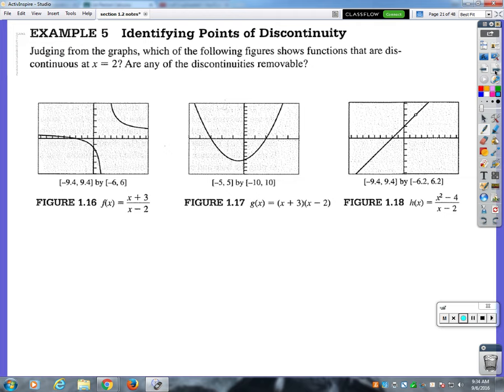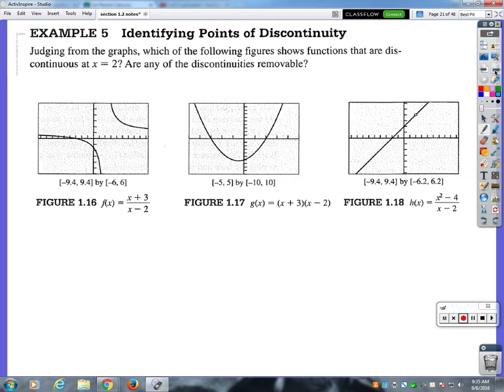Okay, so let's look at some examples and let's identify some points of discontinuity. So this guy right here, figure 1.16, is the graph of f of x equals x plus 3 over x minus 2. Is that function continuous at x equals 2? Is the question. How do you know?